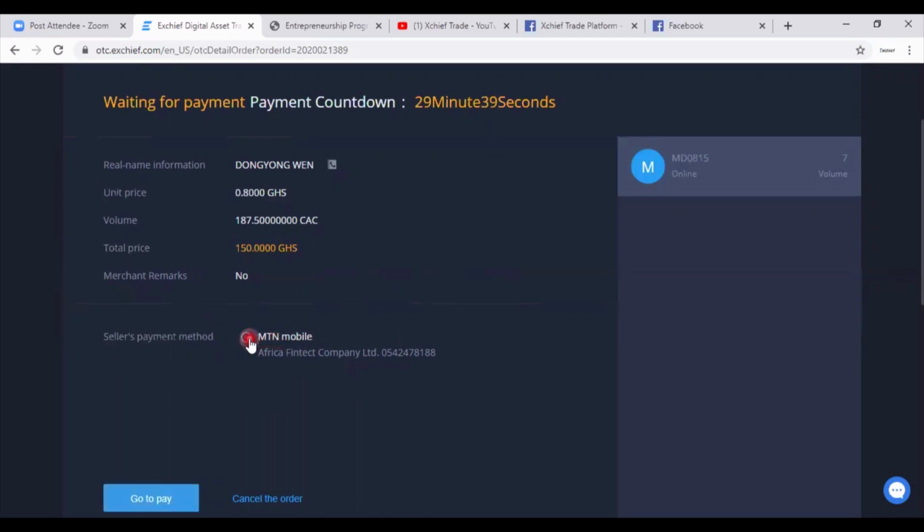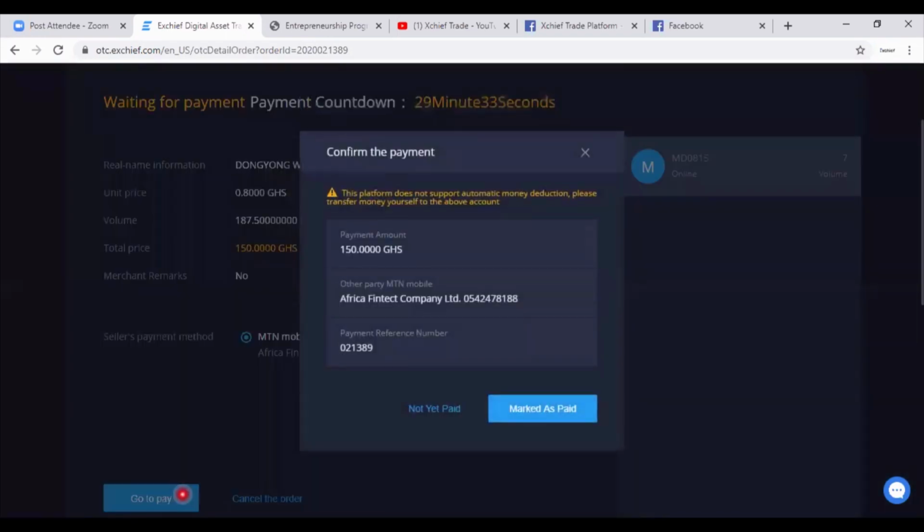So we check this, and immediately our go to pay button also checks blue, and then we go on to click on that, and we have this final window. Okay, so one thing to take note of is the payment account name and the mobile number.